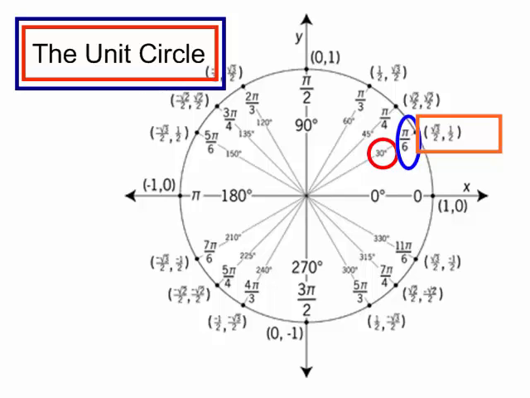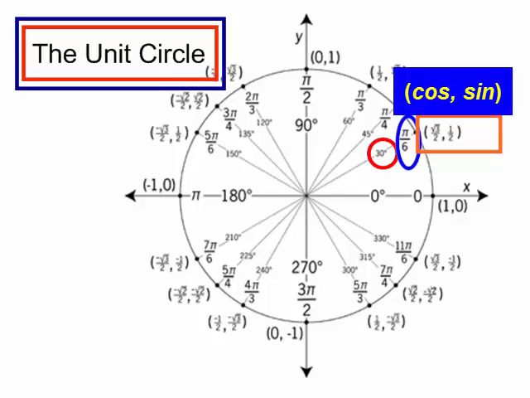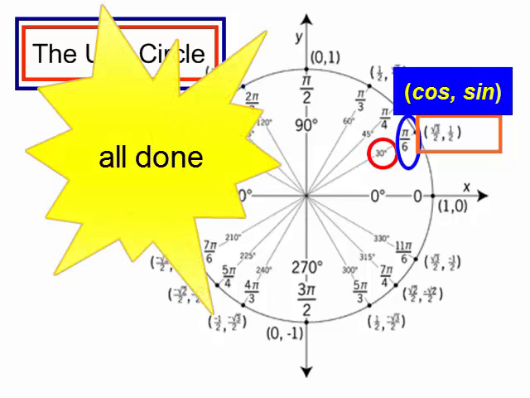So in the first video, we talked about the degrees and the radians in a unit circle. In the second video, we have talked about the cosine and the sine that's associated with those degrees and radians. I hope you have a great understanding of the unit circle.